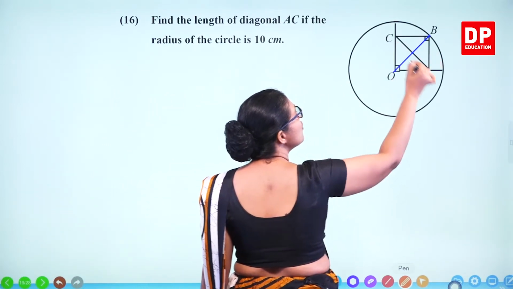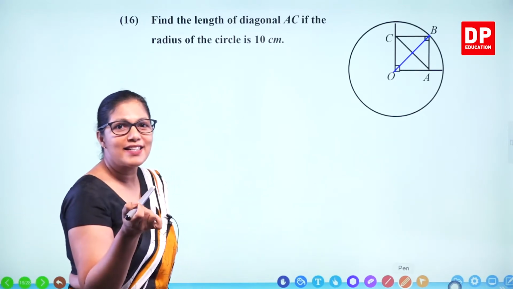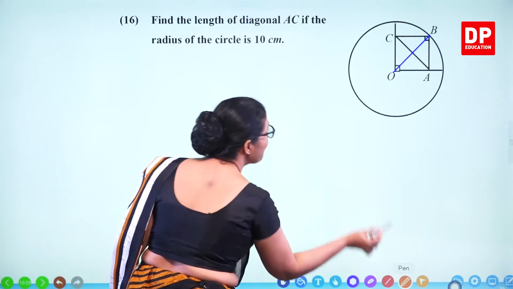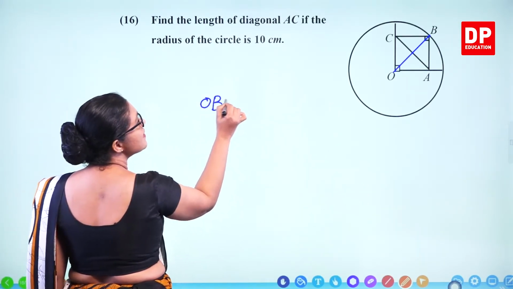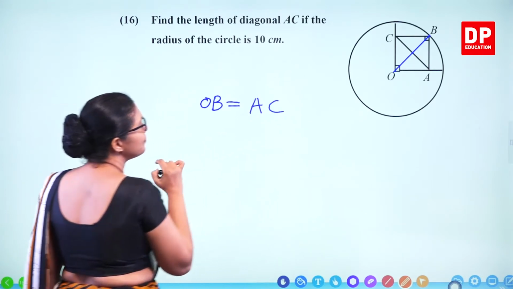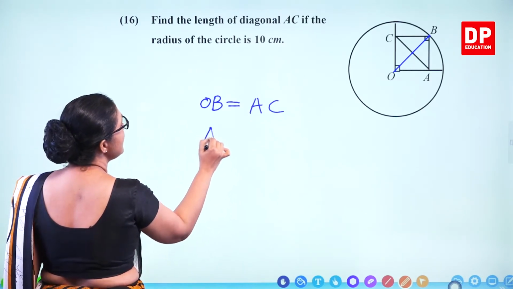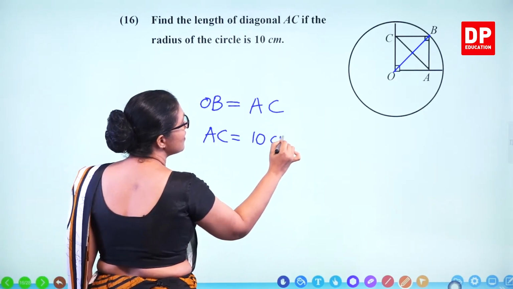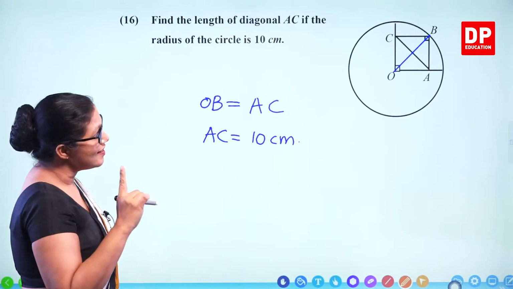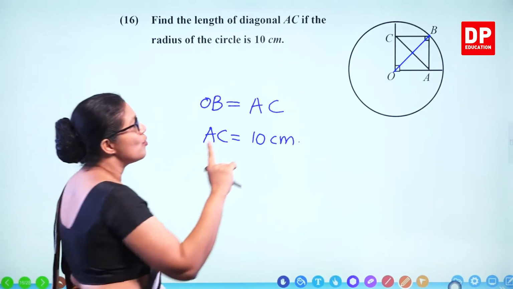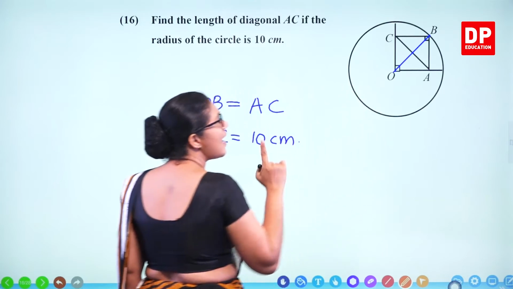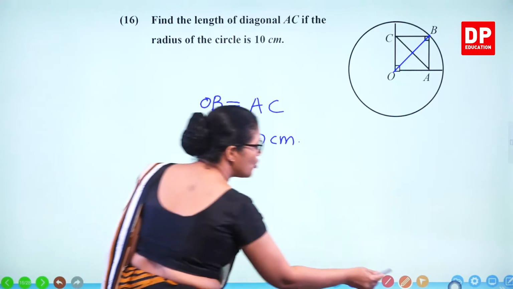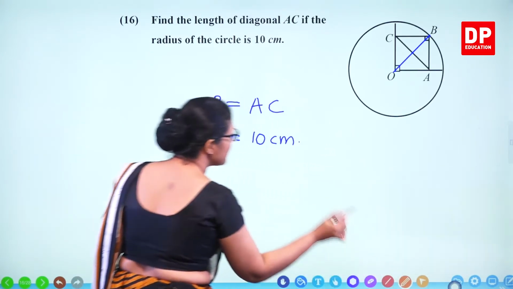What can you say about the two diagonals? The two diagonals are equal for a rectangle. So we can say OB is the same as AC. So what is the length of AC then? It's OB, the radius of the circle, so that's 10 centimeters. This is a good question. You can say this is a rectangle, and diagonals of a rectangle are equal. So you get 2 marks for that.